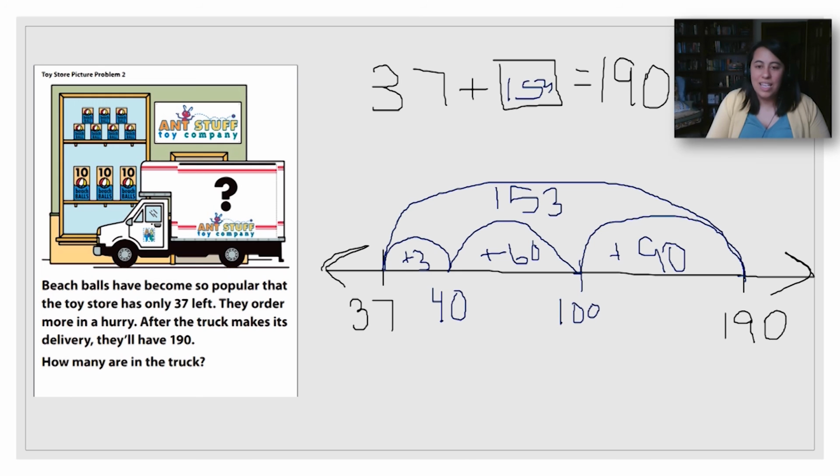Let's see if there are 153 in that truck. I see 100, 5 boxes of 10, and 3 boxes of 1. So we were right. It was 153. I would write a sentence now that says, there are 153 in the truck.